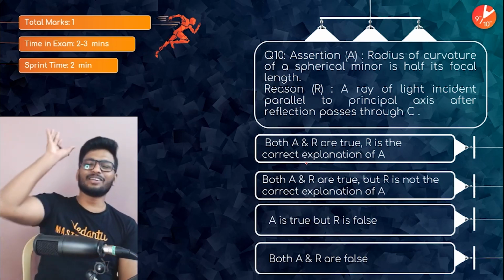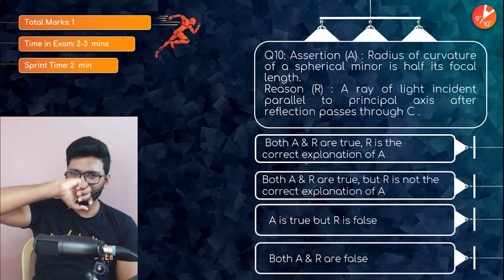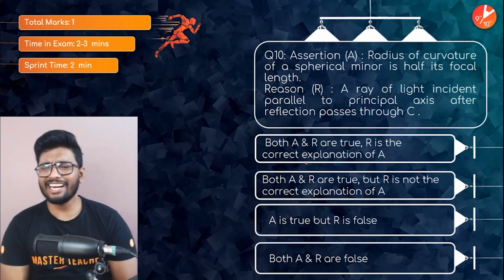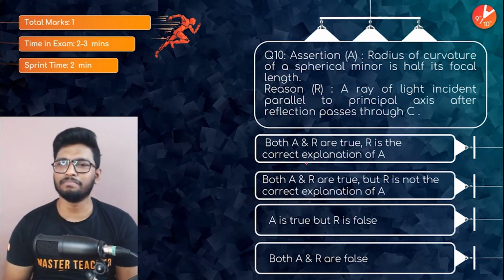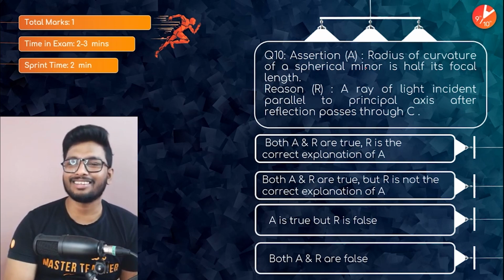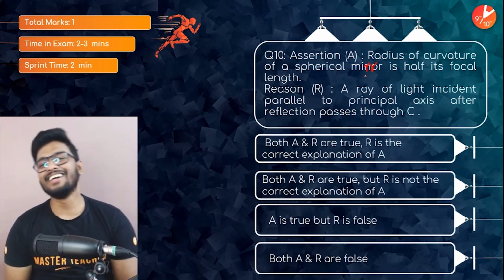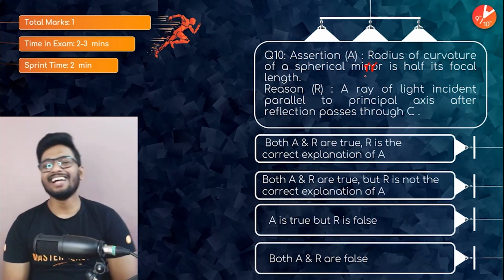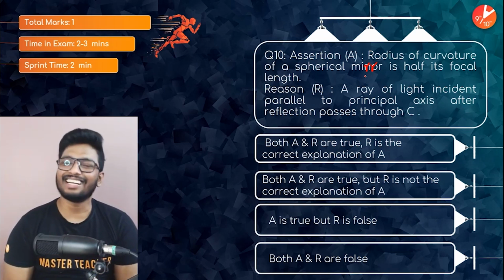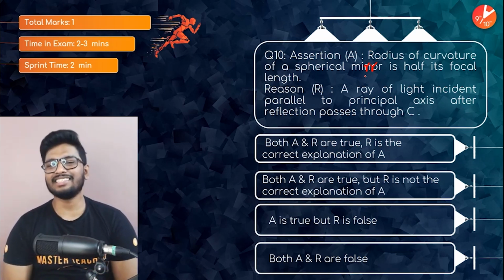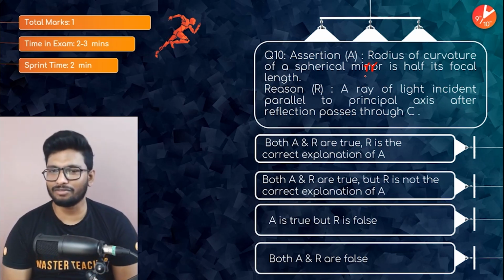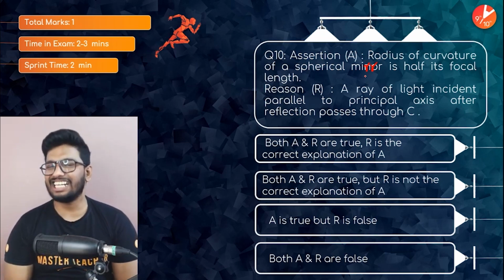All right. 10th question, guys. Here it is. The assertion is: radius of curvature of a spherical mirror is half of its focal length. The reason is: a ray of light incident parallel to the principal axis after reflection passes through the center of curvature.